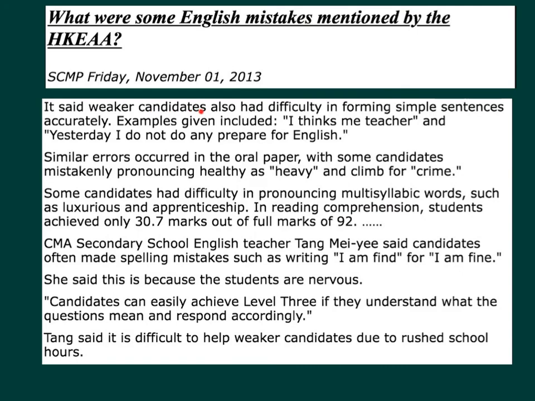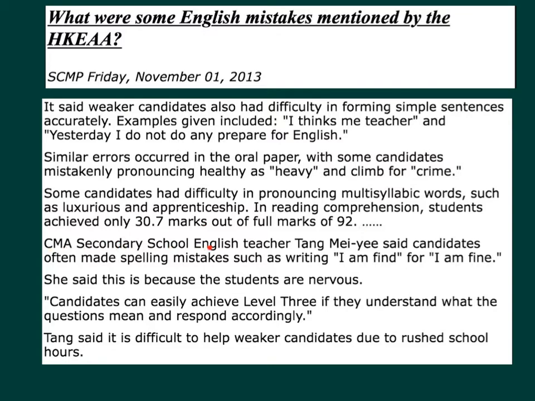He said weaker candidates also had difficulty in forming simple sentences accurately. Examples given included, I think me teacher, and yesterday I do not do any prepare for English. Similar errors occurred in the oral paper, with some candidates mistakenly pronouncing healthy as heavy and climb for climb. Some candidates had difficulty in pronouncing multisyllabic verbs, such as luxurious and apprenticeship. In reading comprehension, students achieved only 30.7 marks out of full marks of 92.